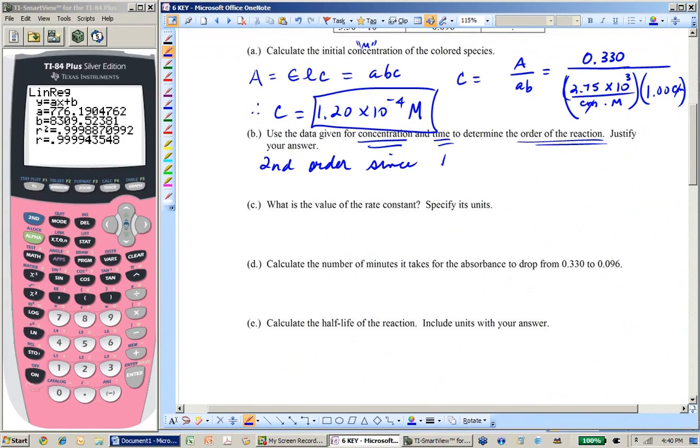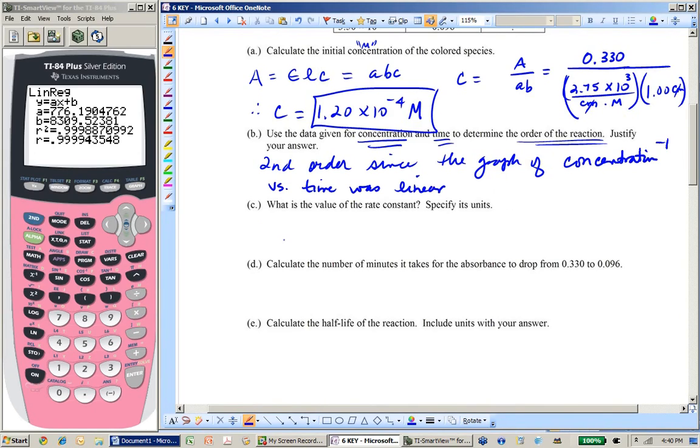So second order, since the graph of reciprocal concentration, molarity, let's do concentration, that was the word they used, versus time was linear.